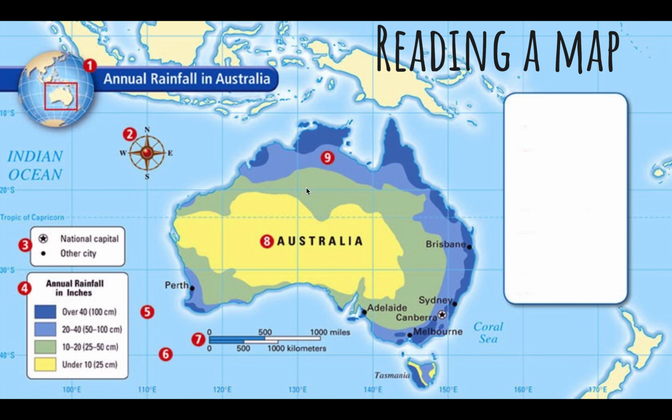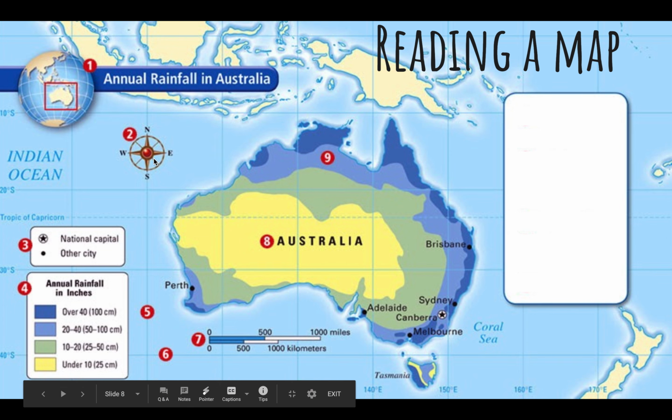Now let's get into reading a map. We're going to be looking at a lot of maps every time we study a civilization, whether it's Egypt or Israel or Greece or Rome. We're looking at maps and different ways we read those maps. Maps have very common characteristics.